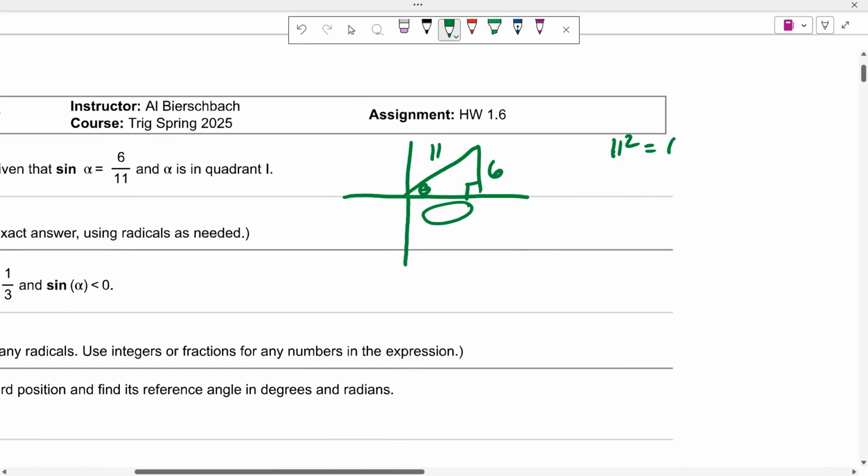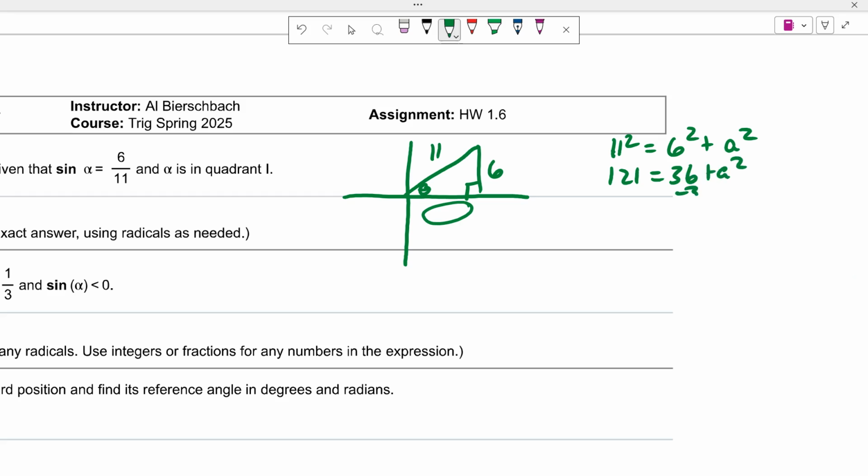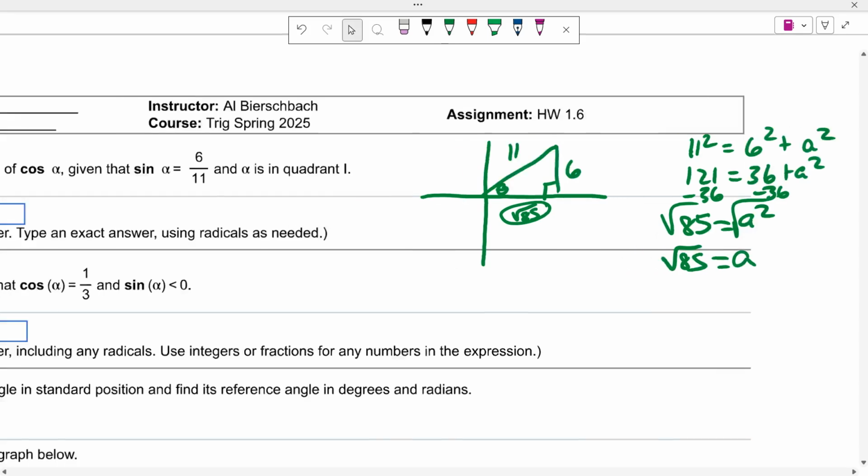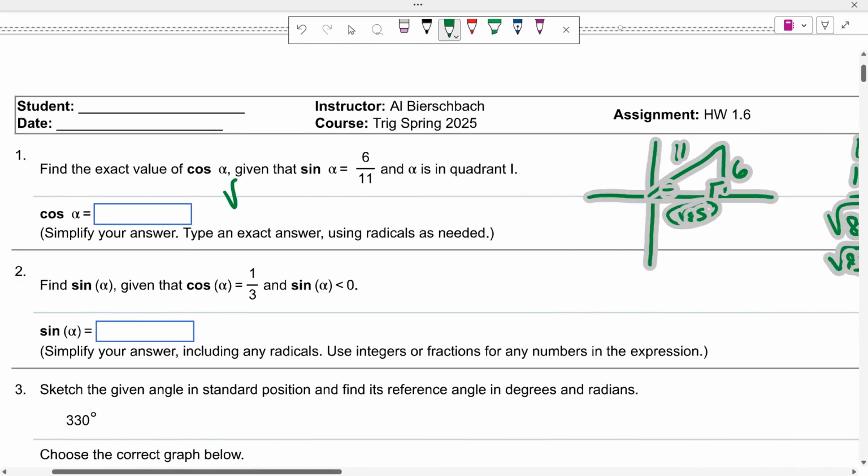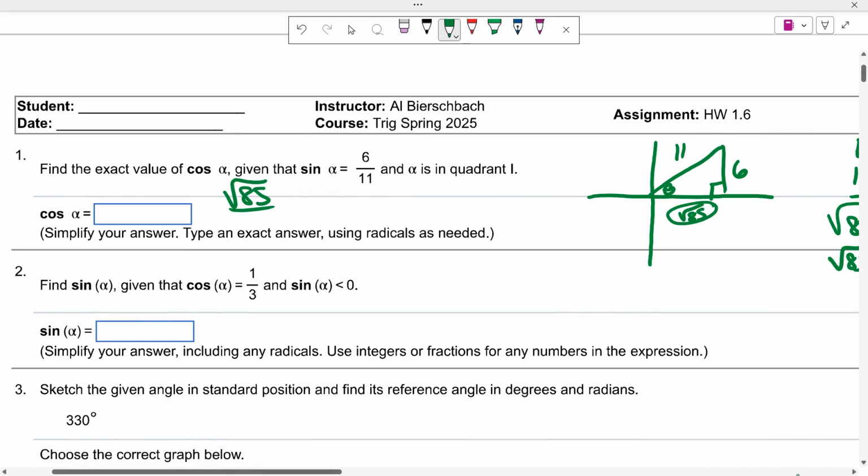11 squared equals 6 squared plus a squared. 121 equals 36 plus a squared. Subtract 36 from each side. A squared equals 85. Take the square root. Any perfect squares go into 85? I don't think so. So I think it's the square root of 85. So what's the exact answer? Well, it's the square root of 85, the adjacent side, over 11, the hypotenuse.